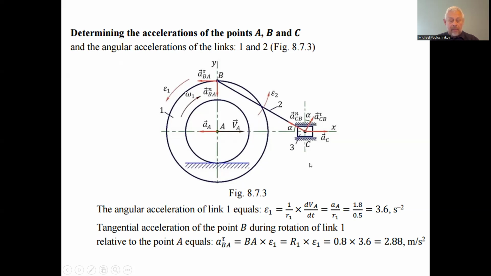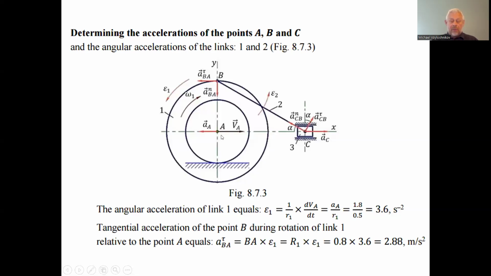directed to the left, counterclockwise, as you can see here, because the acceleration of A is directed leftward. Next is the tangential acceleration of point B during rotation of link 1. Link 1 is the two wheels. Its rotational acceleration relative to point A equals BA, the distance from B to A, multiplied by the angular acceleration epsilon 1.